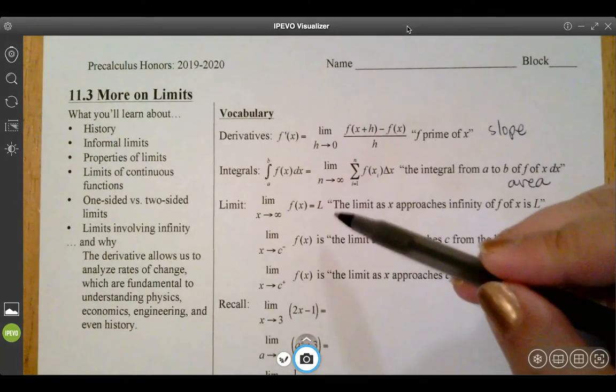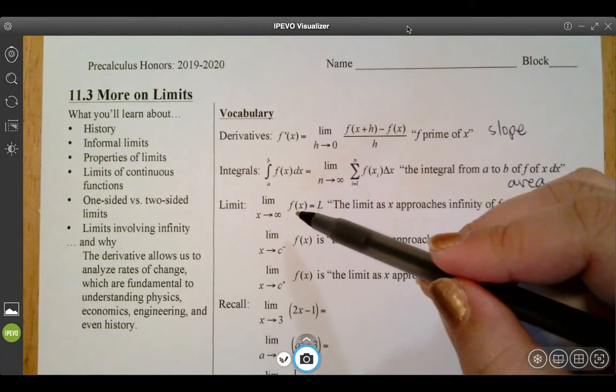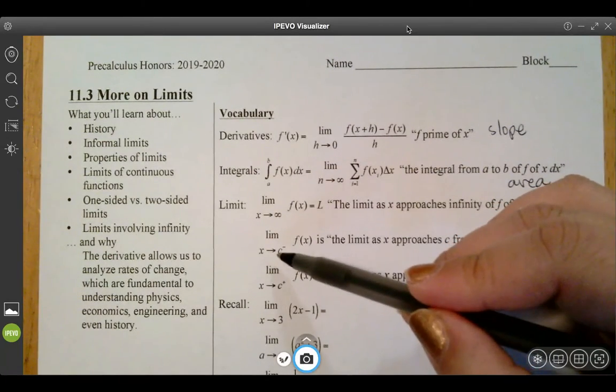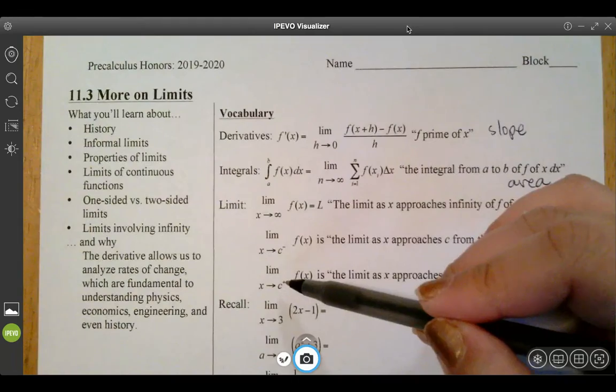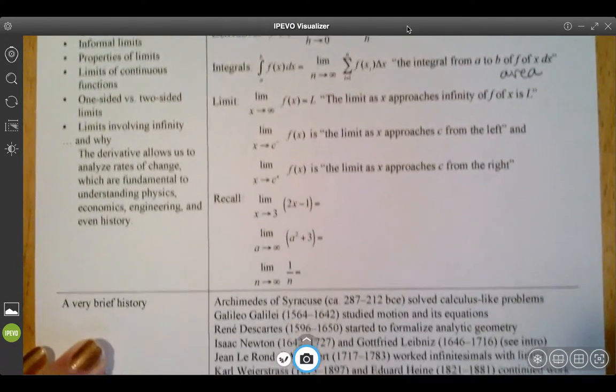Okay, so some definitions that we've looked at in the past, we have limits as they approach infinity. We have limits as they approach a number, and we can talk about that also from the left side or from the right side. Okay, so we're going to jump in with a few examples.